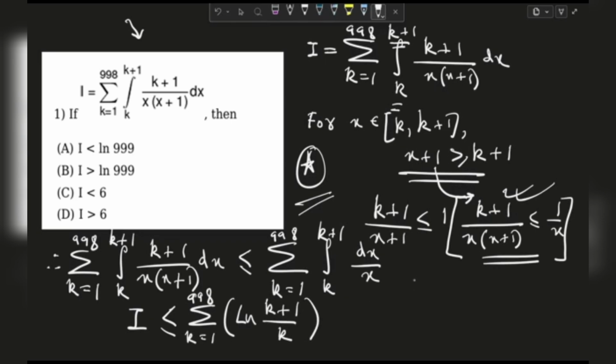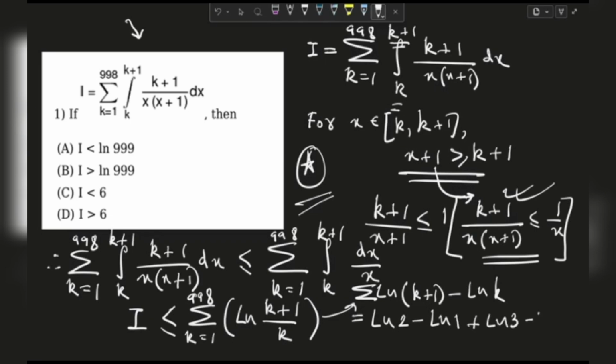And now this will basically become a series. If you notice, ln of k plus 1 minus ln of k, and sigma from k equals 1 to 998. So if we start putting, this becomes ln 2 minus ln 1. Next term will become ln 3 minus ln 2. So ln 2 and minus ln 2 will get cancelled, then ln 3 minus ln 3.